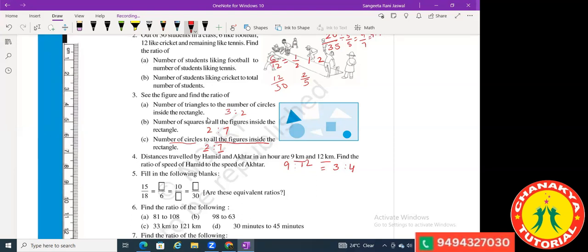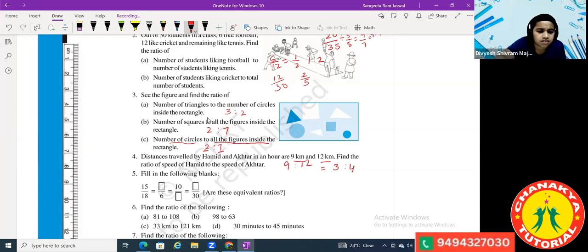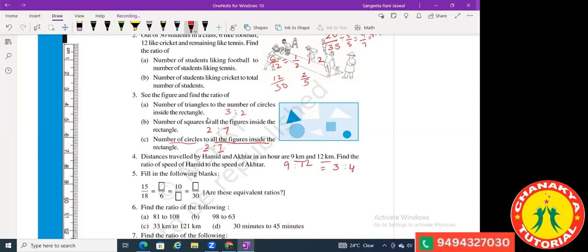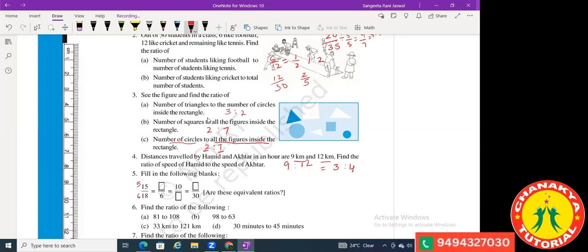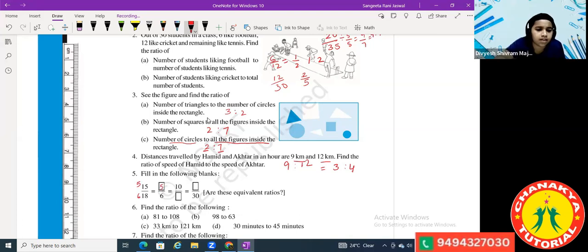Okay. Fill in the following blanks. So what will come here? Now see this. This ratio is given to you. So when you divide this by 3, you will get here 5. The first one is 5. So here you will get 6. So this one is 5 by 6. When the second one is 12.